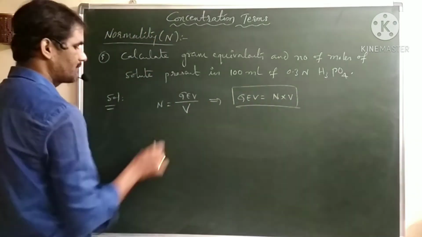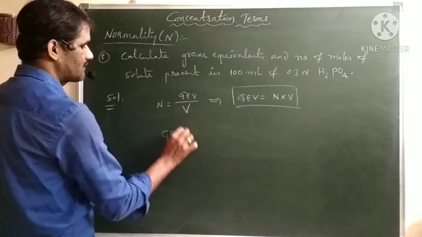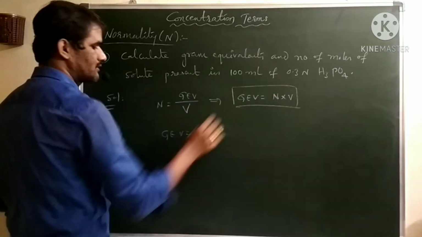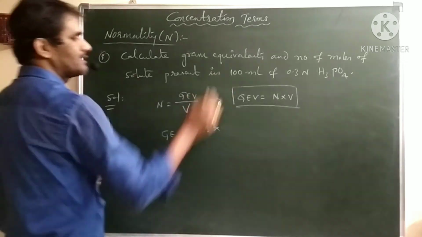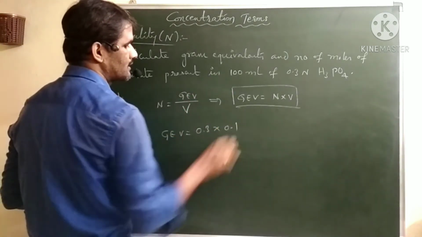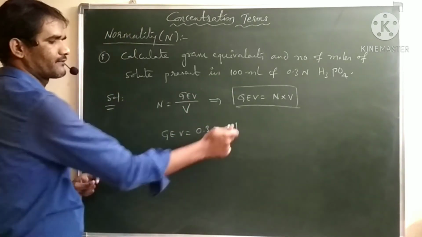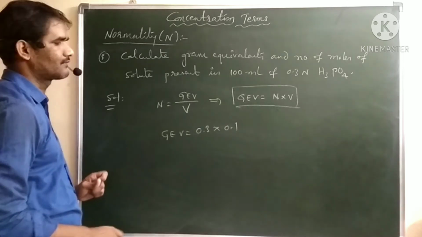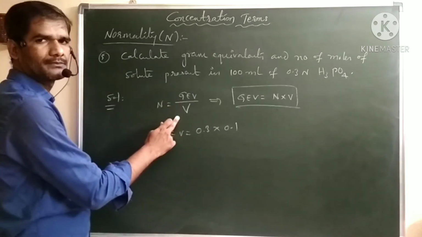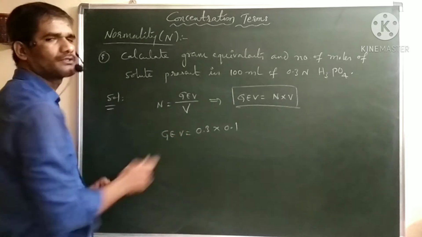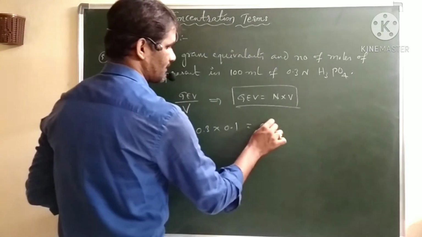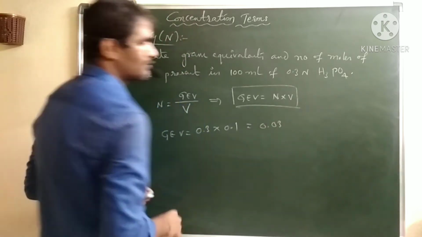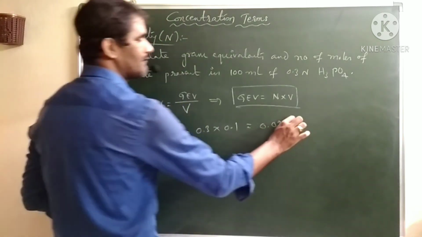Now we require the gram equivalence. So gram equivalence is equal to normality, which is given directly as 0.3, and volume is 100 ml, which means we have to take 0.1 in terms of liters here. Why? Because we have taken the formula in terms of liters, so volume also we have to take in terms of liters. So that is 0.03 equivalence.